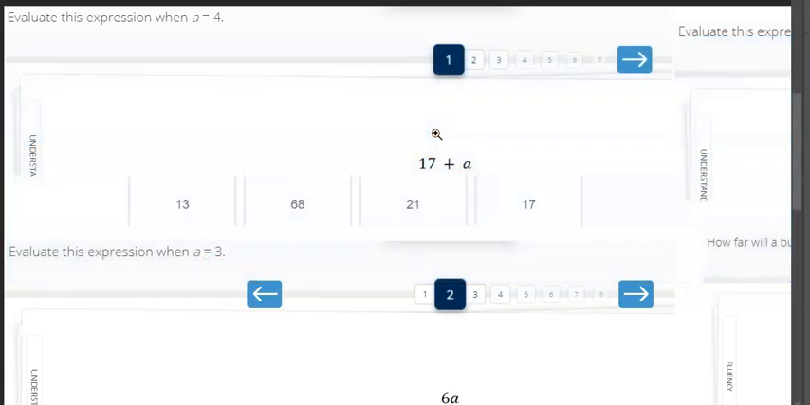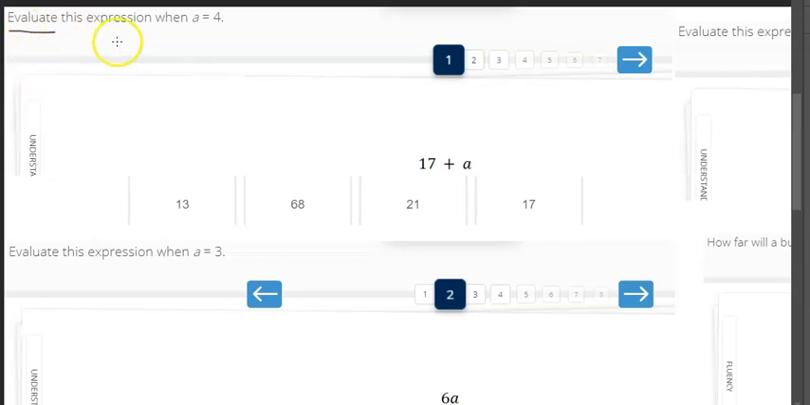I've taken a few examples from this skill which can be found in the patterns and number topic within number and algebra strand in essential assessment. This first question here, we are going to look at evaluating this expression when a equals 4. Now, evaluate is just a fancy word for solve or to get the answer to, and we know evaluate just has to do with equals, okay?